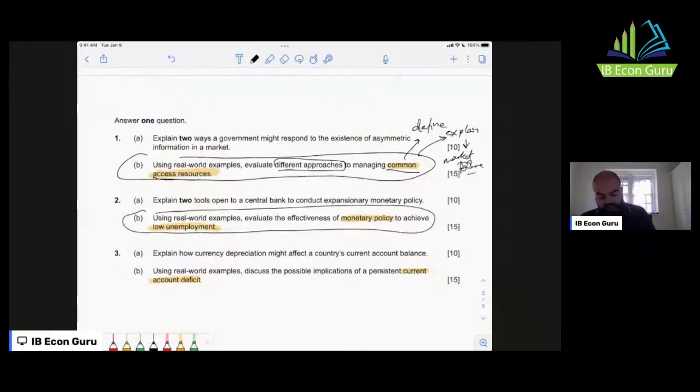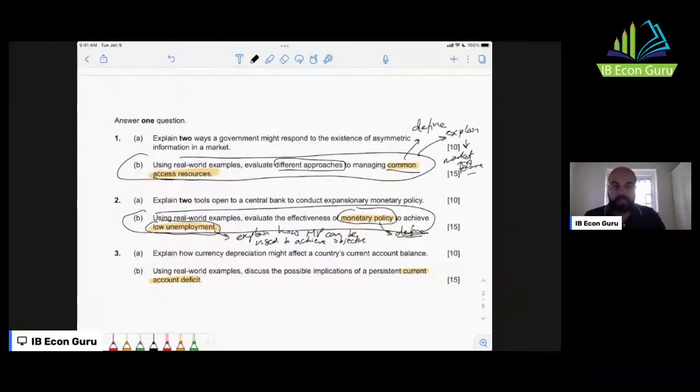Using real world examples, evaluate the effectiveness of monetary policy to achieve low unemployment. Okay, you might need to define monetary policy and then explain how demand side policies or monetary policy can be used to achieve this objective of low unemployment. Remember, monetary policy is not perfect. So you would be evaluating monetary policy, its short term versus long term effects, the pros and cons, how things in practice don't overmatch things in theory, and so on.